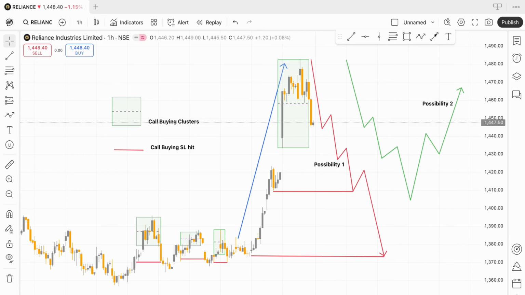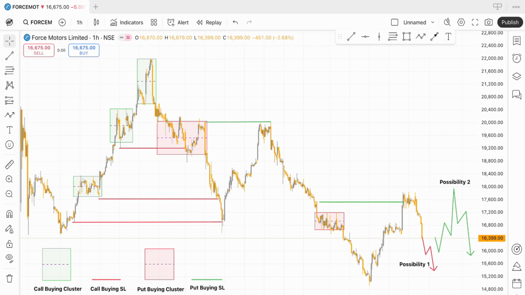This is what separates reactive trading from strategic trading. Don't chase the move everyone else is chasing. Wait for the liquidity to get captured first, then look for your entry with confirmation. That's reading the market, not just reacting to it. Now here's where it gets really interesting. Let me show you Force Motors. Because not every stock behaves exactly the same way, and understanding why is what separates good traders from great ones.